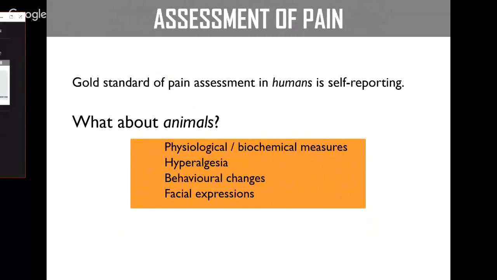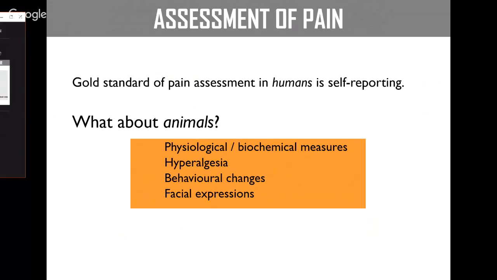Now, the problem, however, is that assessing pain in animals is far from easy. And it is far from easy because pain has an emotional component. And from an animal welfare standpoint, it is that emotional component that is the most important. And assessing emotions in animals is not easy. Now, in humans, the gold standard of pain assessment is self-reporting. But clearly enough, self-reporting is not possible in animals. So what do we do with animals then to assess whether they are in pain?